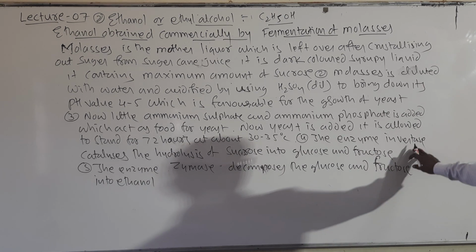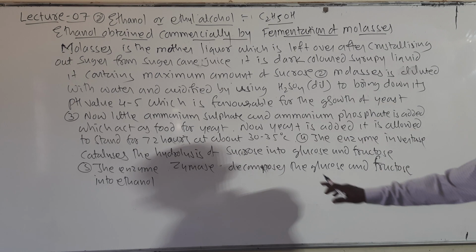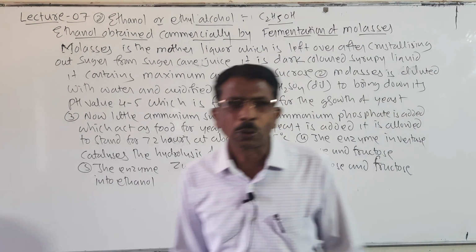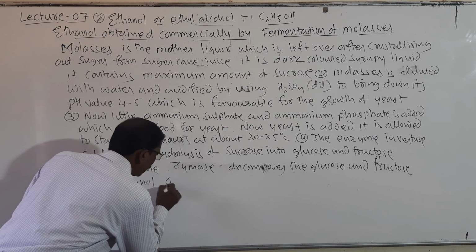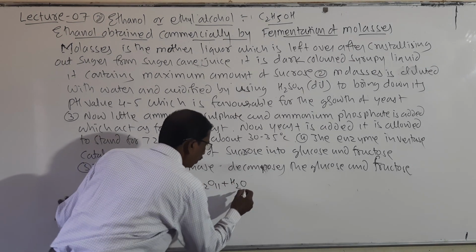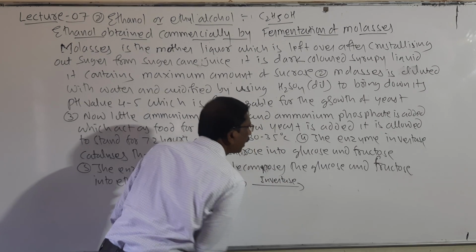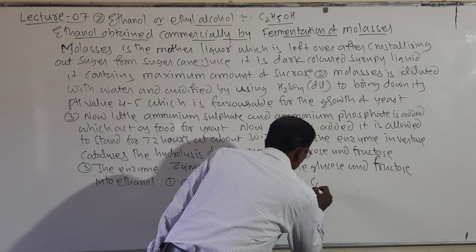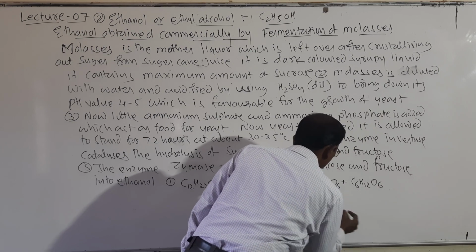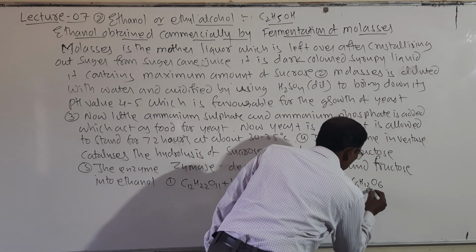The enzyme invertase catalyzes the hydrolysis of sucrose into glucose and fructose, and the enzyme zymase decomposes the glucose and fructose into ethanol. So here, look here, I will write the reaction. Number 1, C12H22O11 plus H2O in presence of invertase gives C6H12O6 plus C6H12O6. That is, one is glucose and another one is fructose.